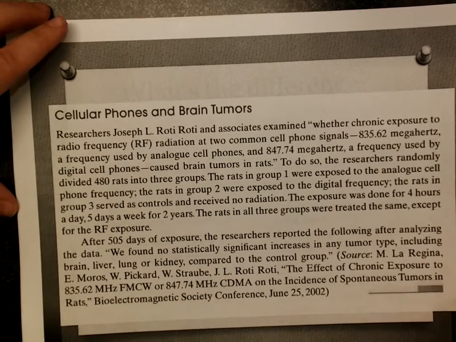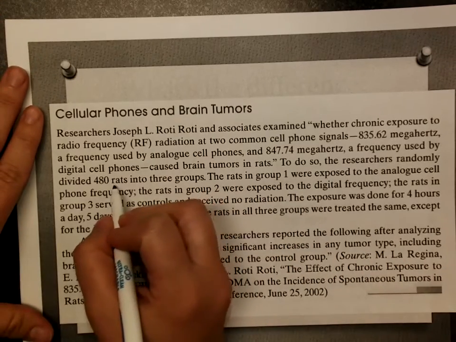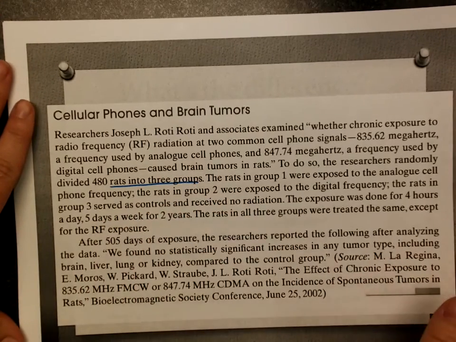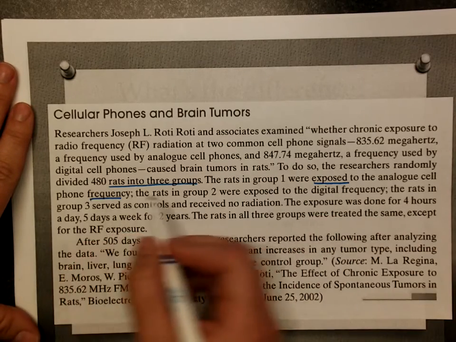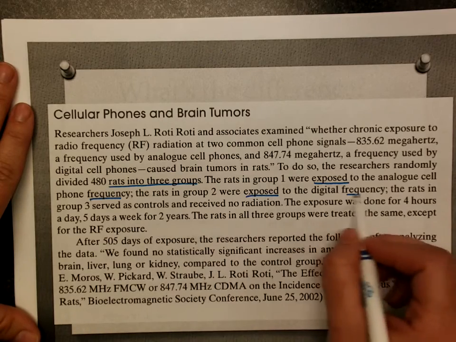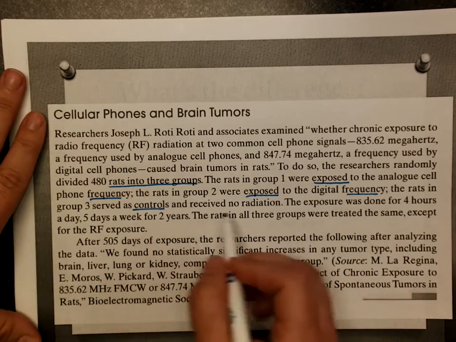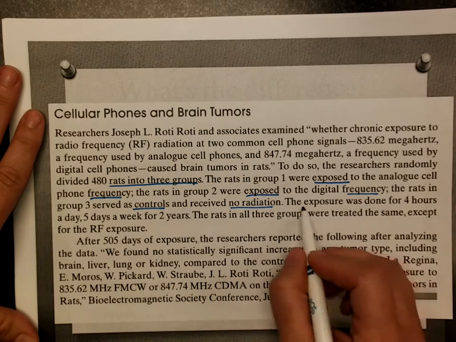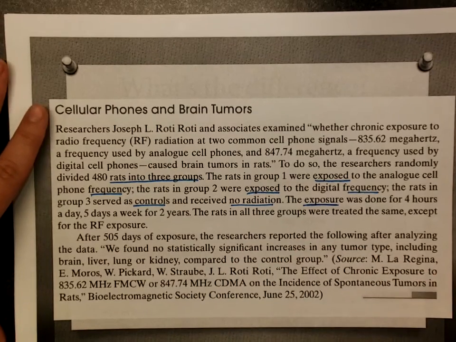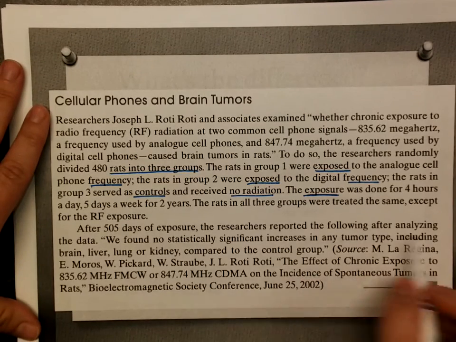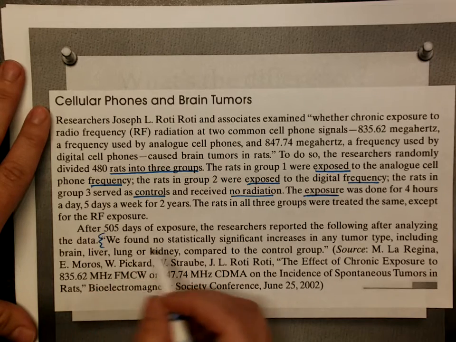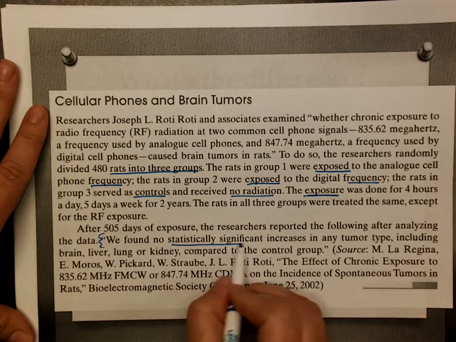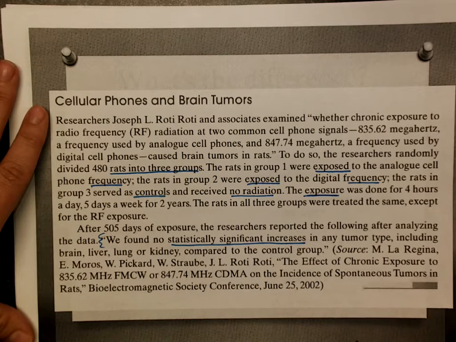So as you're reading through it, they're taking rats, they're dividing them into 3 groups, and they're exposing them to different frequencies. So these rats are getting exposed to different frequencies, and they had a control group that didn't have any exposure. So they're doing this exposure and measuring the outcome. So they just did the research and then came to their conclusion that they found no statistically significant increase, which we'll discuss down the road in chapter 10, between the different groups.